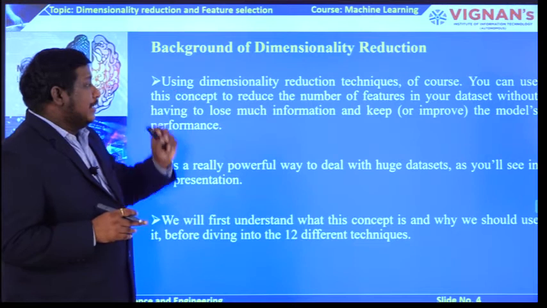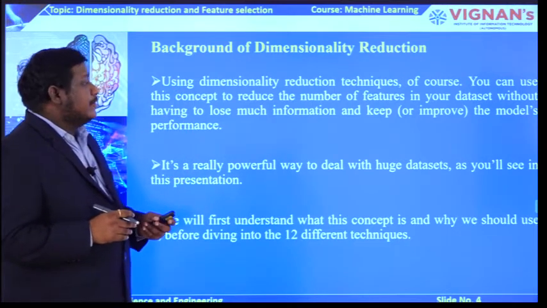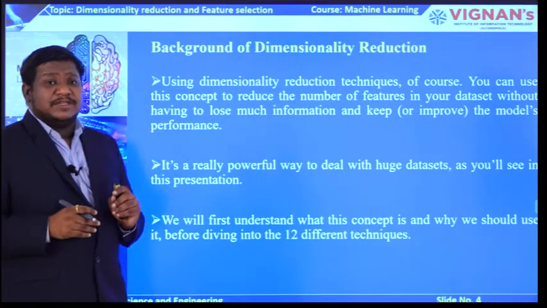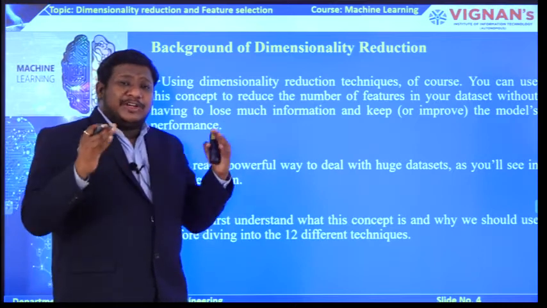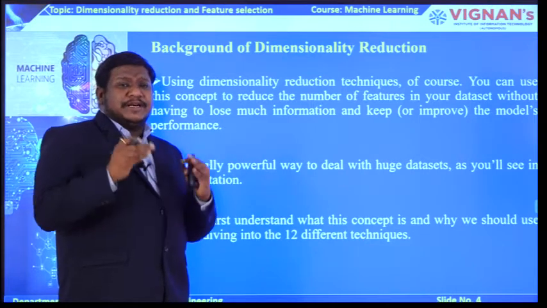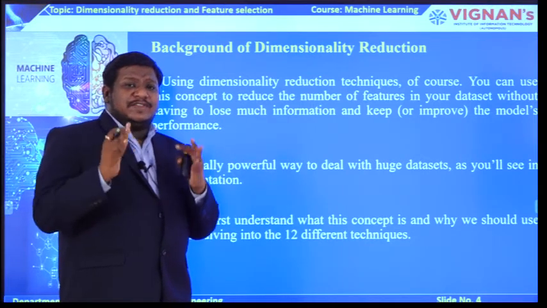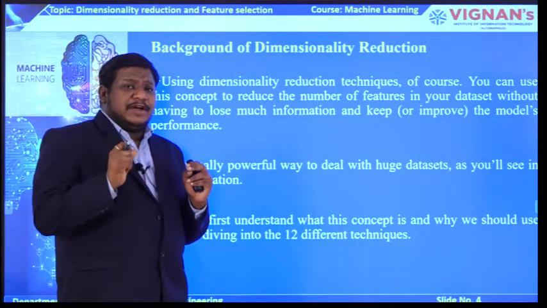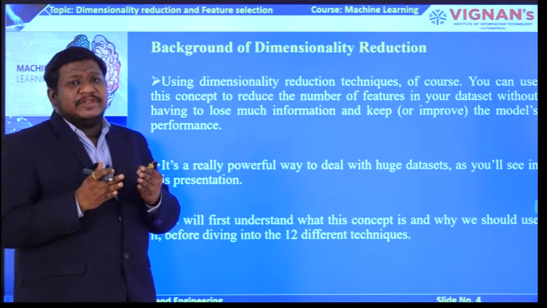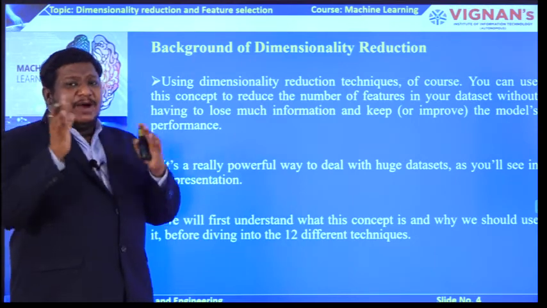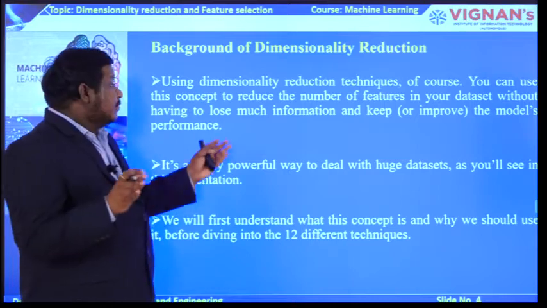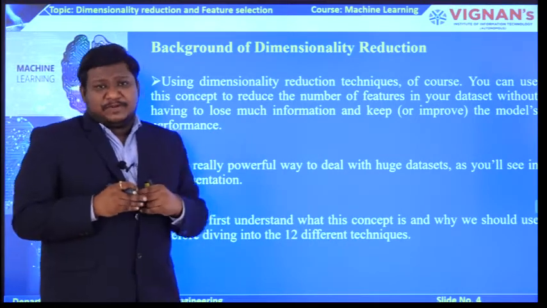Using dimensionality reduction techniques, of course, you can reduce the number of features in your data set without losing much information and keep the model's performance. The simple solution to reduce a large data size into a small data size is dimension reduction of the data set. That is the solution for this problem. The main logic or theme in dimension reduction is that we reduce the size of the data set by reducing some of the variables or values in the data set, not compromising the model's performance. That is our main thing.